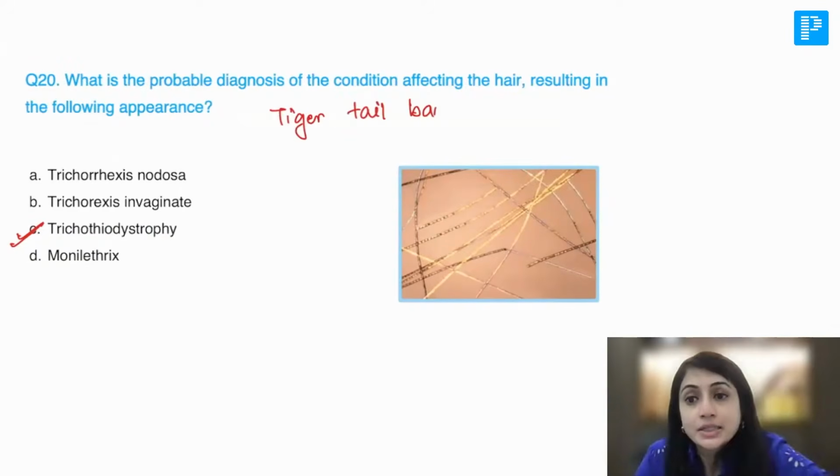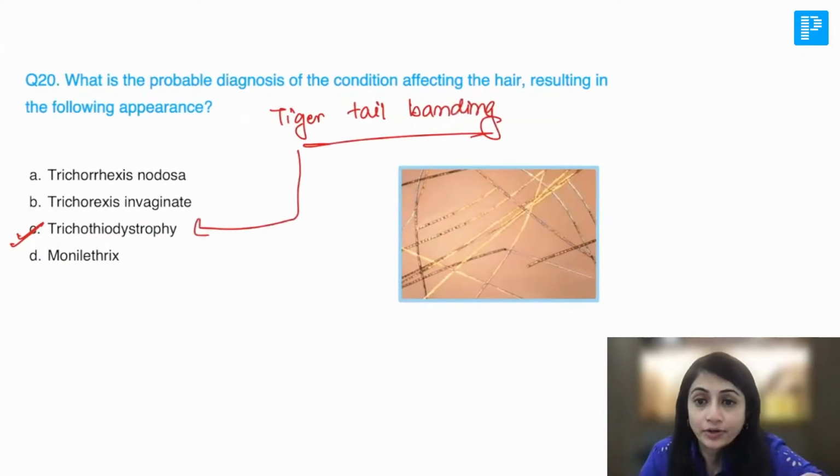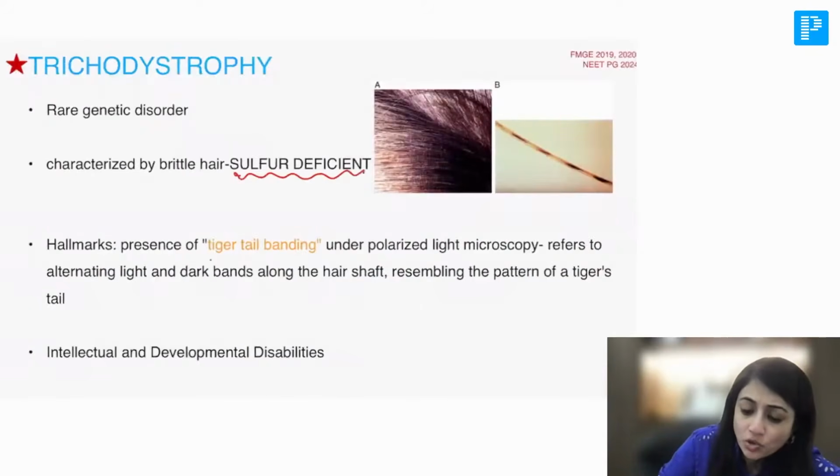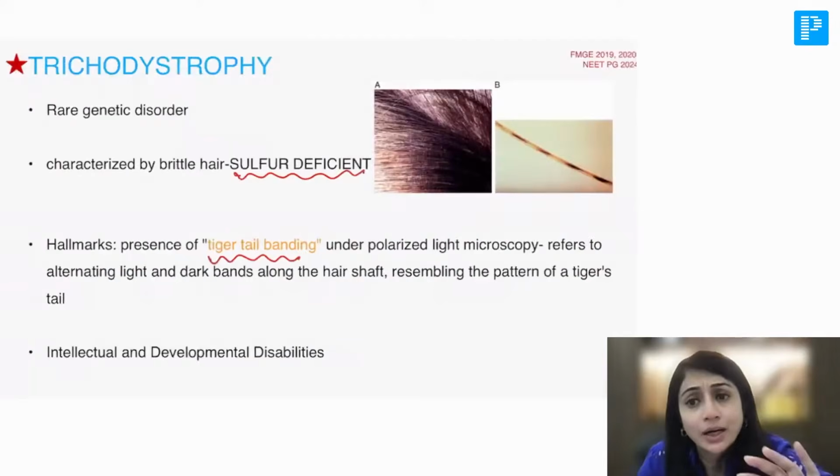It is a type of hair shaft defect. So a few hair shaft defects which you should be knowing. Trichothiodystrophy, here there is sulfur deficiency, and so the patient develops tiger tail banding. Just know the important points. I don't think you should be knowing hair shaft defects at this level, but there have been questions on this, and that's why I'm teaching you this. So sulfur deficient hair, tiger tail banding, which is seen on polarized light microscopy. Along with that, the patient can have intellectual and developmental abnormalities.